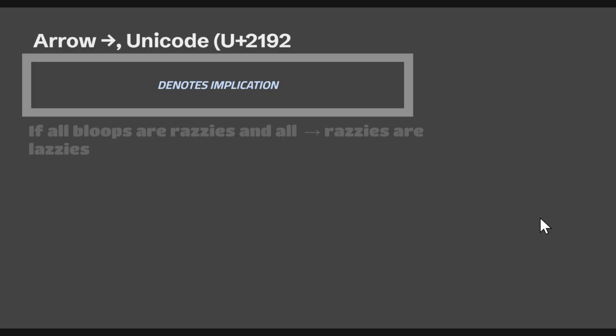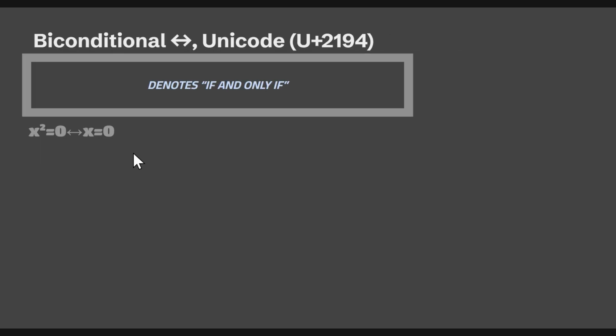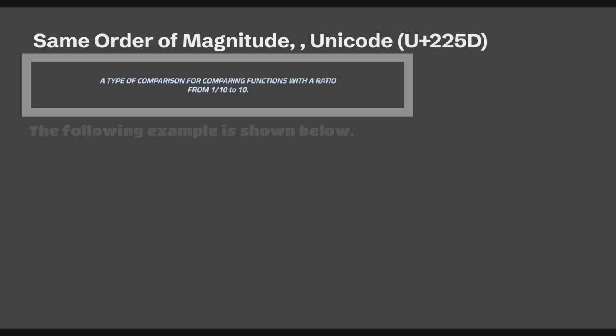Arrow symbol denotes implication or something can be implied from another. For example, if all lips are raspy, that means if all rowdies are lazy, that implies all lips are lazy because of trends in the inflation. Biconditionality symbol denotes if and only if. For example, x squared equals 0 means x equals 0.